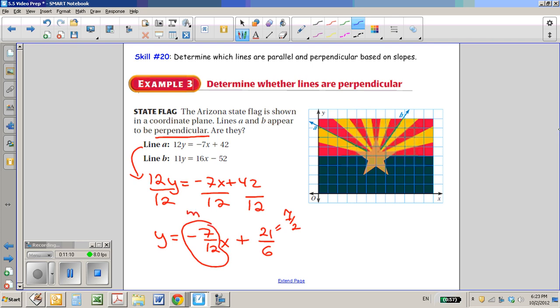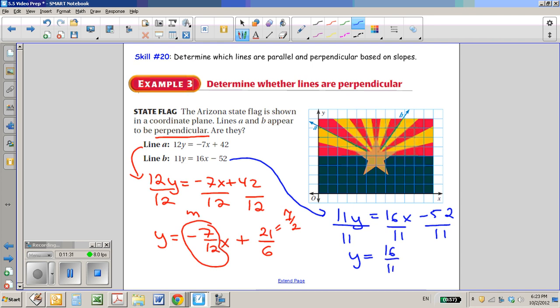And then I also need to know the slope of my second equation. So I'm going to take my line B here and get the y by itself as well to get the slope. Okay, so it's 11y, so I need to divide by 11. And I get y is equal to 16 over 11x.